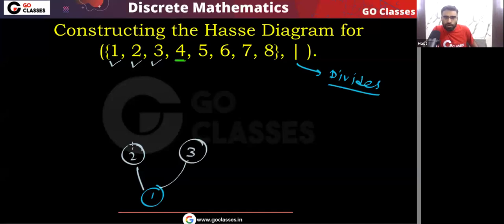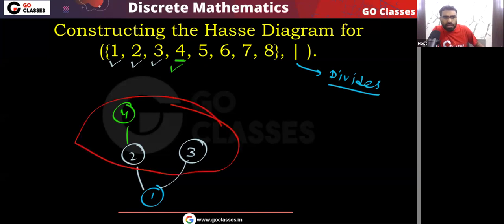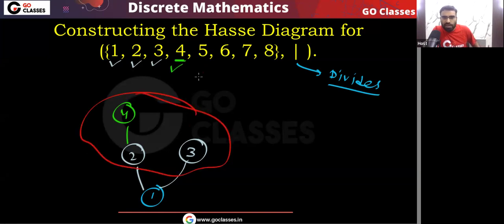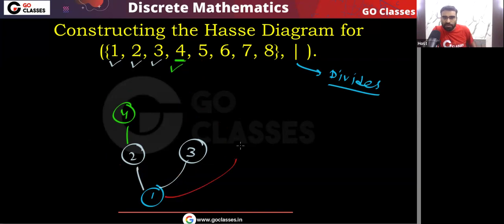Next, where to put 4? You can see 2 is related to 4. So 4 is also done. Where to put 5? You can see these things are not related to 5. They do not divide 5. So I can say that 1 divides 5. So I can put 5 here. Next, where to put this 6? So you can see this 6 I can put here. 3 divides 6, 2 divides 6. Very simple.